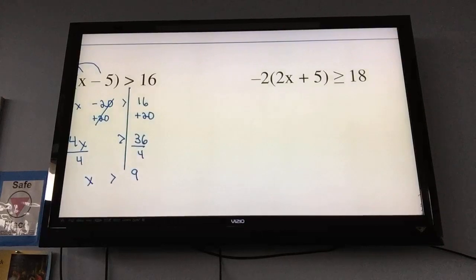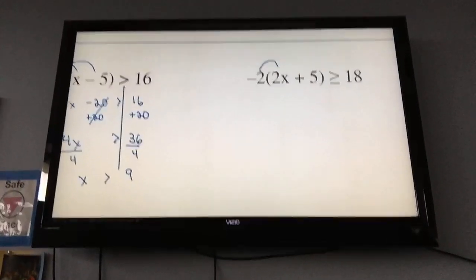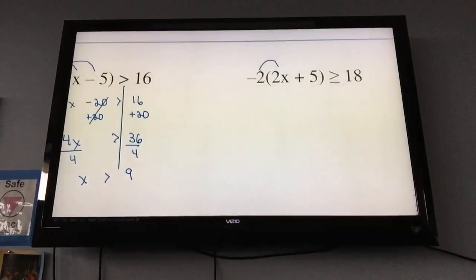Okay, similar to the last question. Actually, just like the last question. Multiply first. So negative 2 times 2 and negative 2 times 5. Greater than or equal to 18.